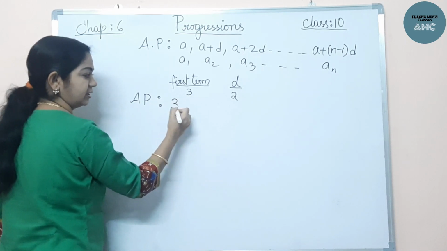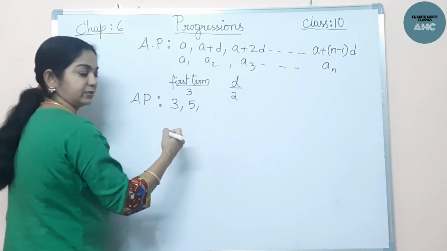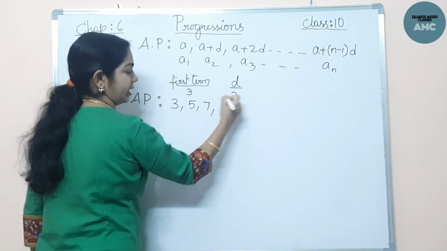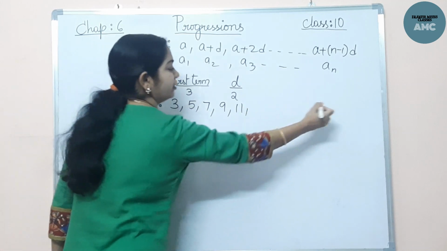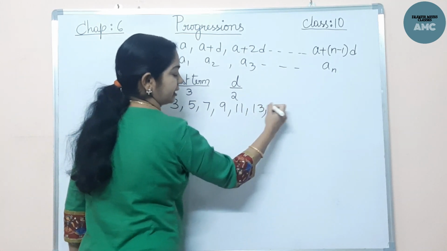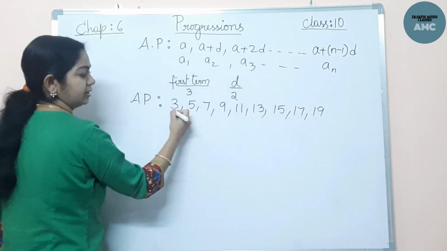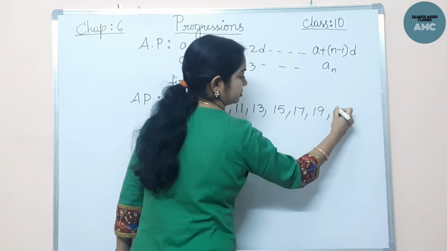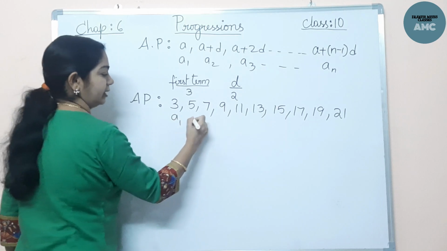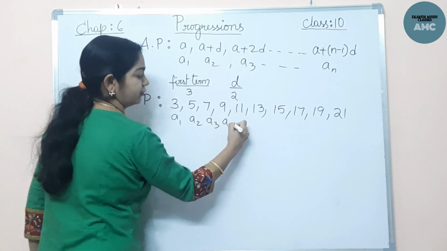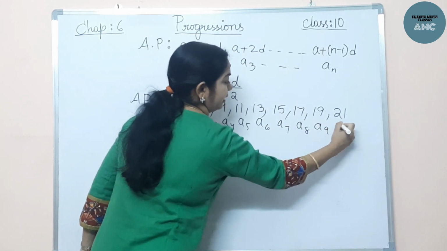Now, the first term is 3. If I add 2, you get the second one, 5. Adding 2, you get 7. Adding 2, 9, 11. Like this, we can write. Let me write a few terms. Now, 13, 15, 17, 19. So how many did I get? 9. Let me take one more, 21. So how many terms? Now, let me write: this is a1, a2, a3, a4, a5, a6, a7, a8, a9 and a10.